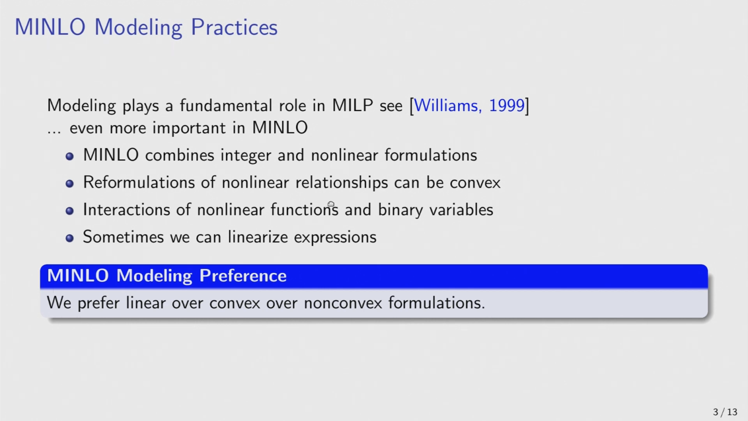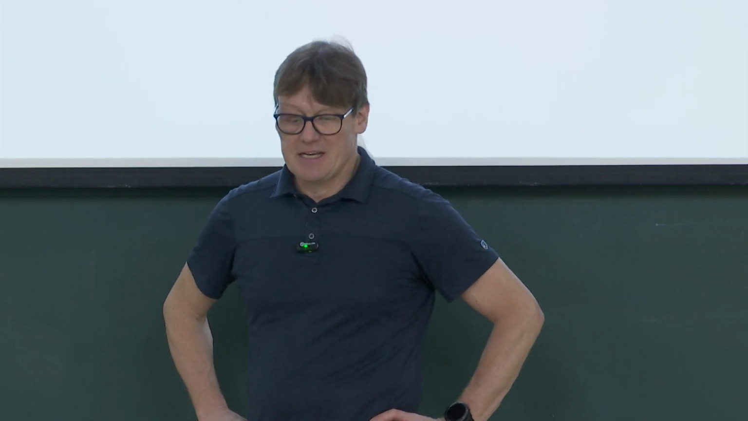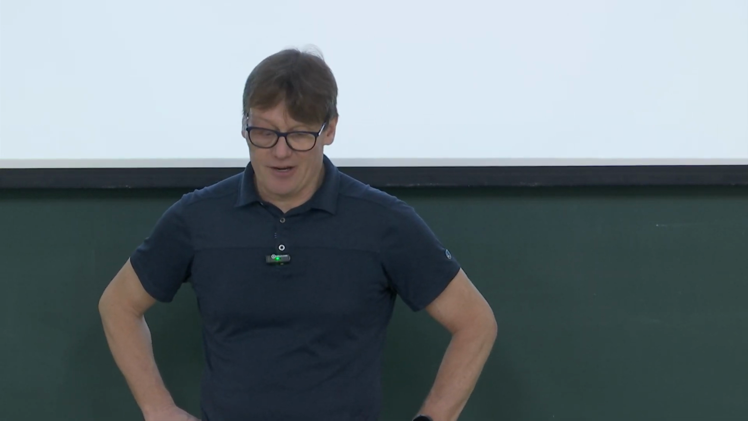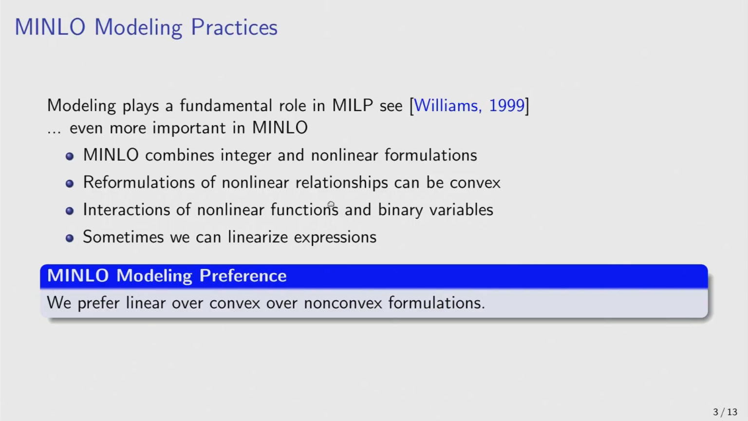So this reference to Williams was up before. Modeling is really important for mixed integer linear optimization. And it's even more important in mixed integer nonlinear optimization. We saw in the last lecture that we can make easy mistakes by formulating integrality conditions, for example, as nonlinear equations. And because we have this flexibility now of modeling both integer and nonlinear functions, it's good to pay a little bit more attention to how we do the modeling. In particular, it's good to always reformulate relationships so that they're convex.